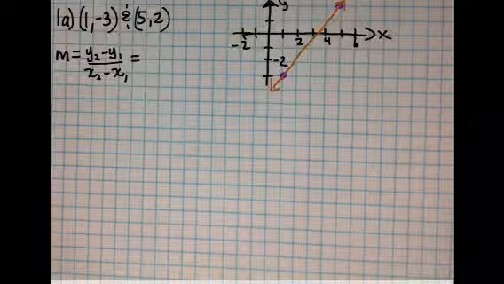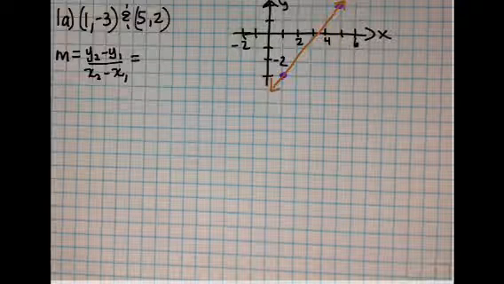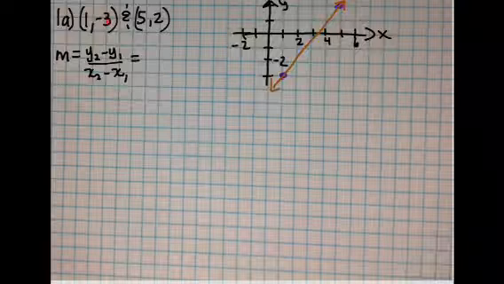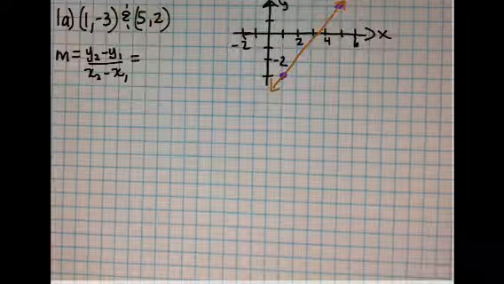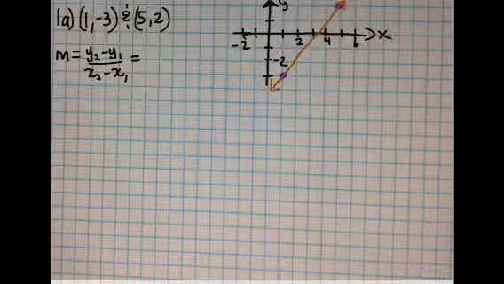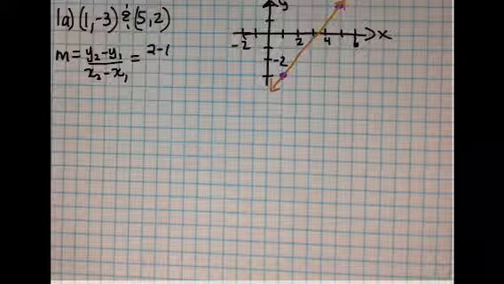So I've got difference in the y's divided by difference in the x's. You choose if you want this point to be your x1, y1 or this one to be your x1, y1. It's completely up to you. So I'll just do difference in the y's. I'll pick 2 minus a negative 3.